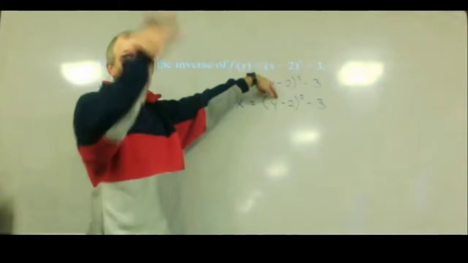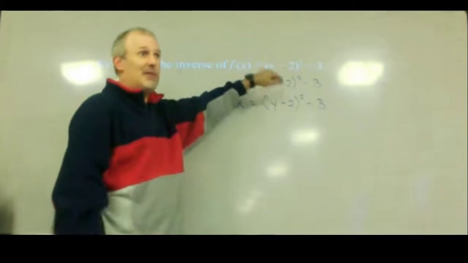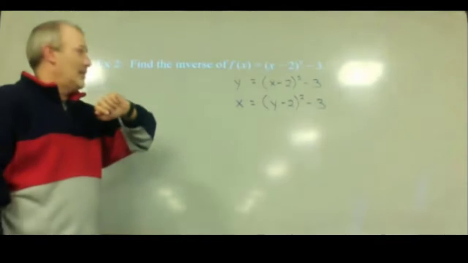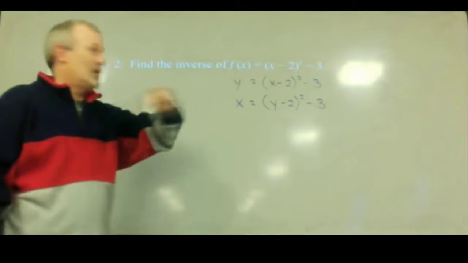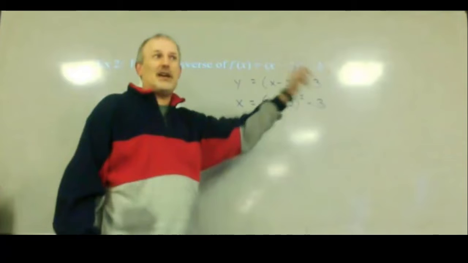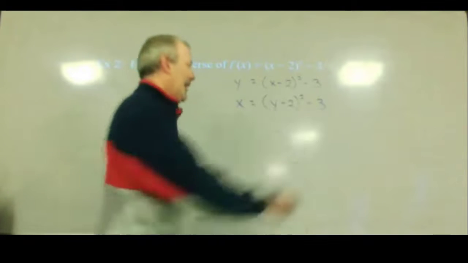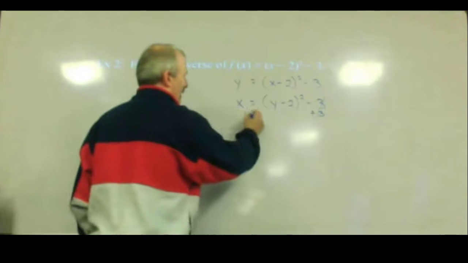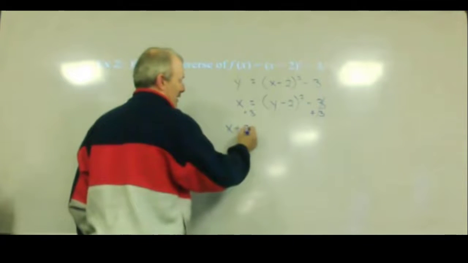So we've got to start kind of peeling away the layers to get this y by itself. So what would be the first thing we have to get rid of? Nope, before that even. This 3 is the farthest out thing. We have to get rid of that first. How do we get rid of that 3? Add 3 to both sides, so that cancels. And now we have on this side x plus 3.